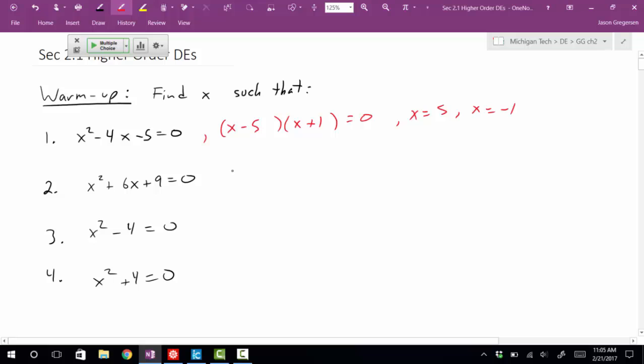I look at the next one. That one factors into what? x plus 3 squared. And so my roots would be negative 3 and, well, negative 3. I have a repeated root.